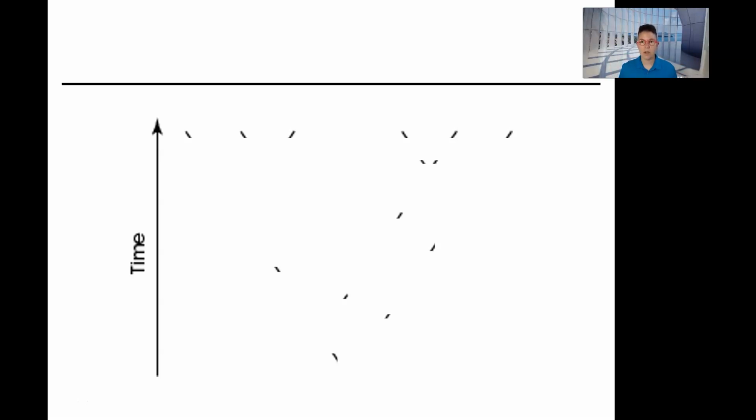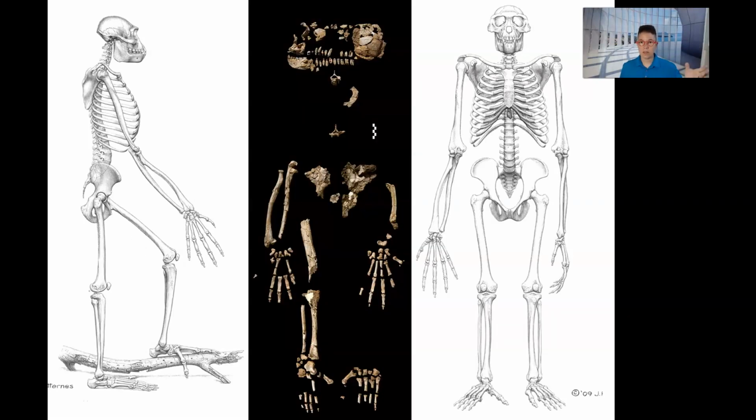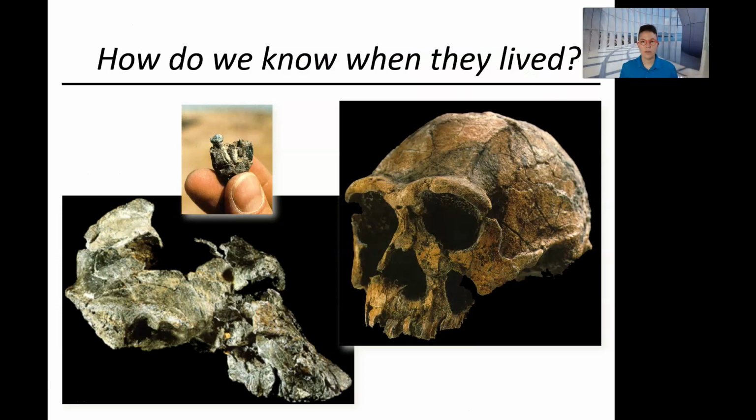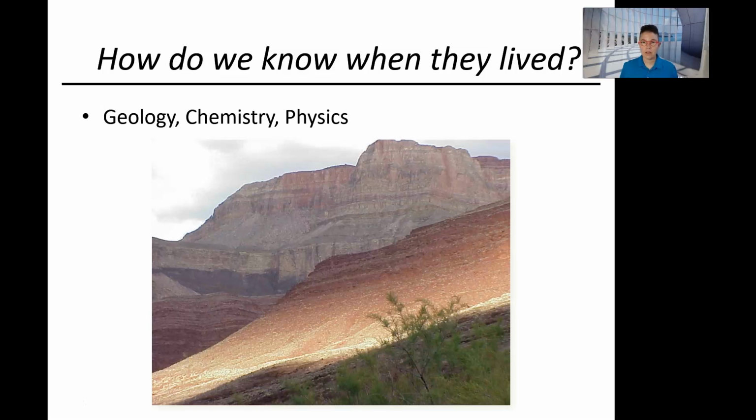And it's important to know how old those little pieces are so that we know how to reconstruct that family tree. So we need dates so that we can do this using fossils that look like this. So how do we know when these things lived? Well, we use geology, chemistry, and physics to figure this out.